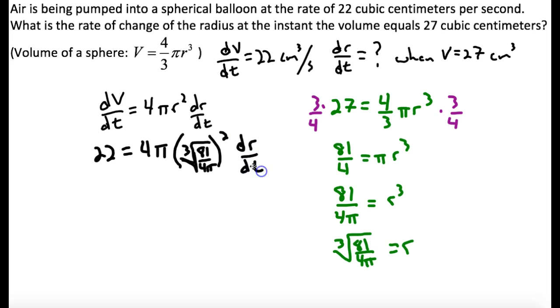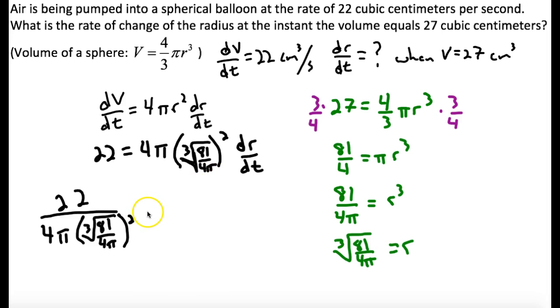So here I'm just solving for dr/dt. Well, to do that, I'm just going to divide both sides by this whole thing here: 4 times pi times the cube root of 81 over 4 pi, squared. So I will get 22 over 4 pi times the cube root of 81 over 4 pi, squared. And my units, since we're talking about the rate of change of the radius, would just be centimeters per second.